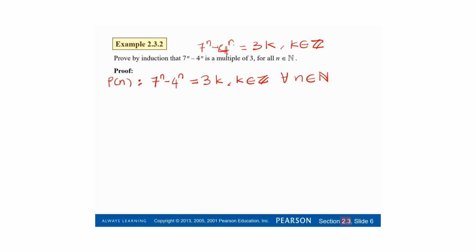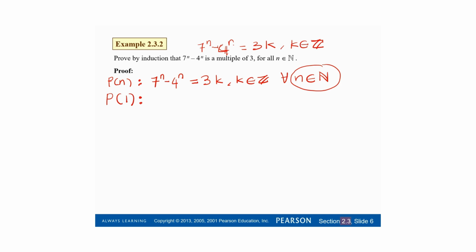Okay, so in mathematical induction, once we write our general statement, we need to check the basis of the mathematical induction. That means for the first case of n belongs to natural numbers, so we want to check for the case of n equals 1, so P1. When we get the formula 7 power of n minus 4 to the power of n, when n is substituted equals to 1, can it be a multiple of 3 or not? That is what we are going to check.